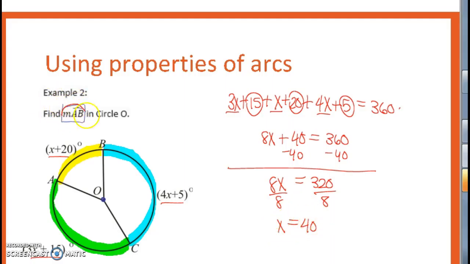Now I want to find the measure of just arc AB, so I plug it in here. And 40 plus 20 is going to give me 60 total degrees. So the measure of arc AB is equal to 40 plus 20, or 60 degrees.